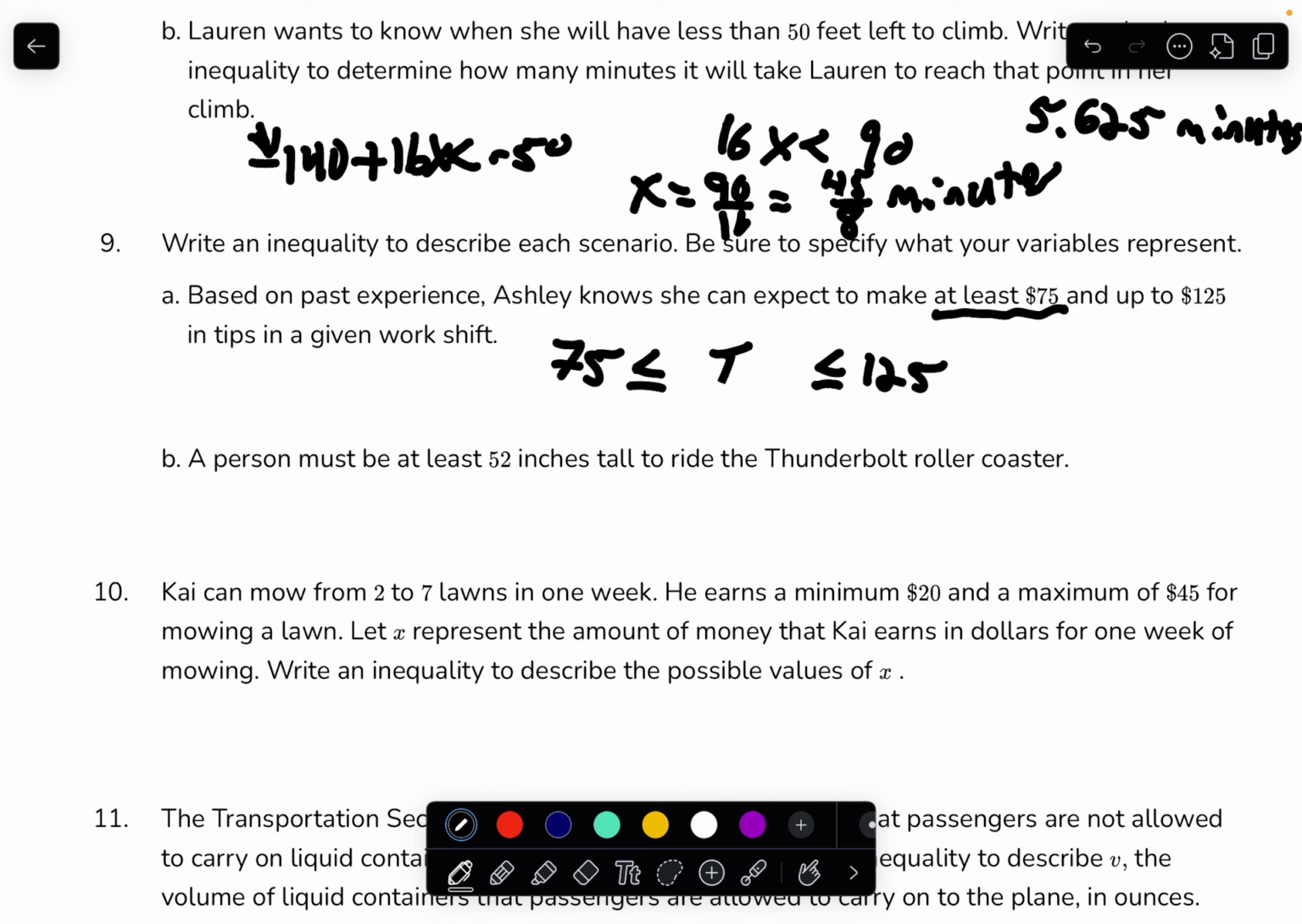A person must be at least 52 inches tall. So at least means must be greater than or equal to, to ride the Thunderbolt roller coaster. So you can write this as T is greater than or equal to 52.